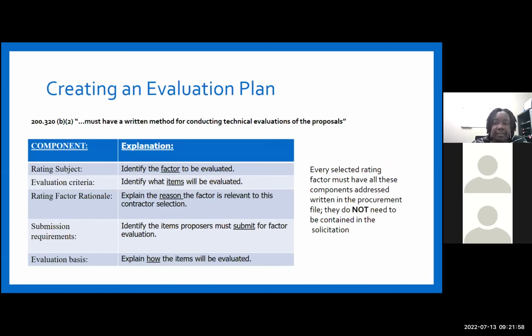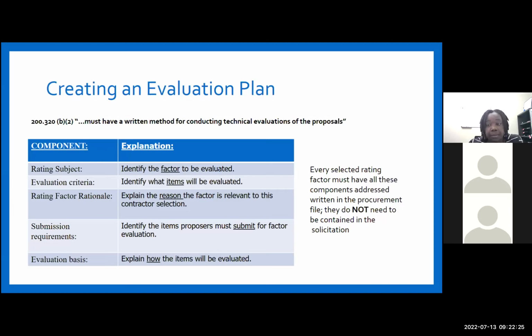So creating an evaluation plan, you must have a written method for conducting technical evaluations of the proposal. Every selected rating factor must have all these components addressed, written in the procurement file. They do not need to be contained in the solicitation. So we just went over qualifications, experience, capabilities, approach plan, and past performance. These are all your different rating factors.